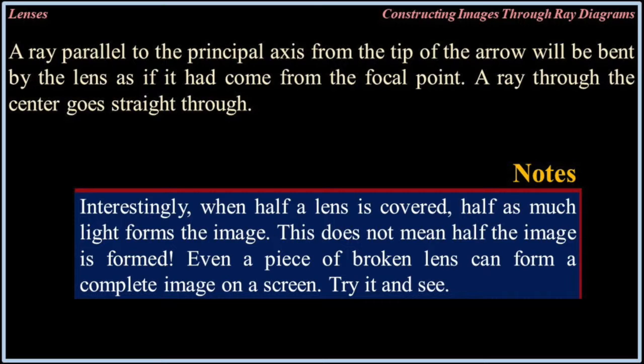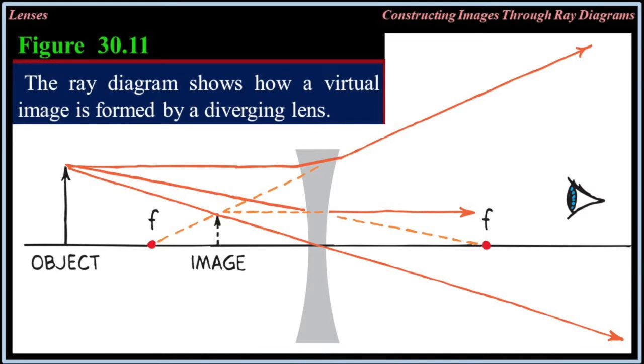Try it and see. A ray heading for the focal point on the far side of the lens is bent so that it emerges parallel to the axis of the lens. On emerging from the lens, the three rays appear to come from a point on the same side of the lens as the object, which defines the position of the virtual image. The image is nearer to the lens than the object, smaller than the object, and right side up. The image formed by a diverging lens is always virtual, reduced, and right side up.